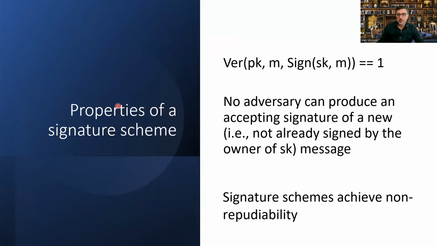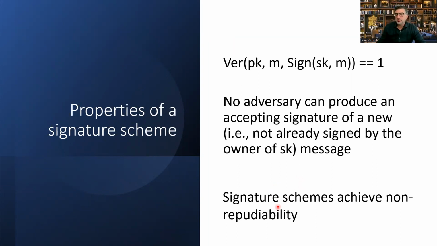Of course, the properties are that if you verify a well-formed signature, the output should be 1. Okay, that's clear. We want security in the sense that no adversary should be able to produce a signature of a new message, new meaning that it has not already been signed by the signer, without knowing the secret. These are, of course, very informal definitions. In cryptography we have formal definitions, but it's out of the scope of this lecture to be formal.